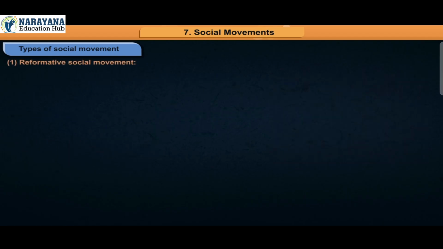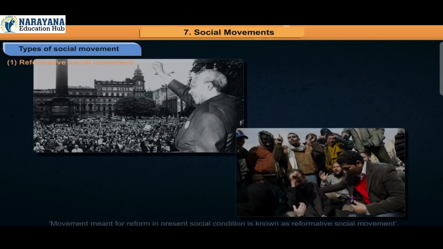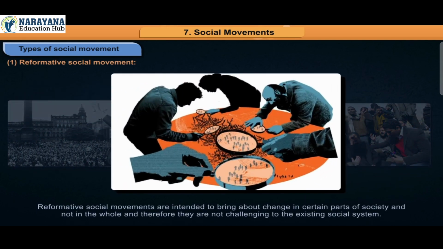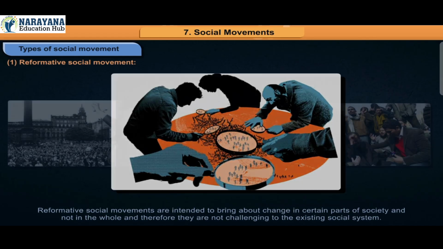Number 1. Reformative social movement. A movement meant for reform in the present social condition is known as a reformative social movement. Reformative social movements are intended to bring about change in certain parts of society and not in the whole, and therefore they are not challenging to the existing social system.